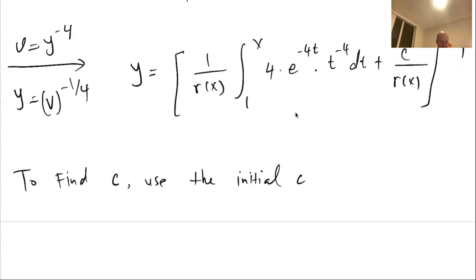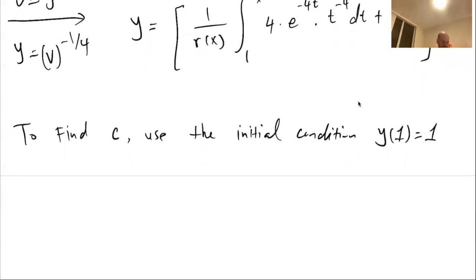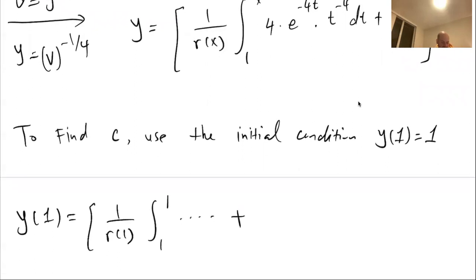What was the initial condition? y of 1 equals 1. y at 1 must be 1. Okay, now let's replace x with 1. So y of 1 is equal to 1 over r of 1, integral 1 to 1. Integral 1 to 1 of any function is 0, so we have no problem there. Plus c over r of 1 to power minus 1 over 4. This is supposed to be 1.